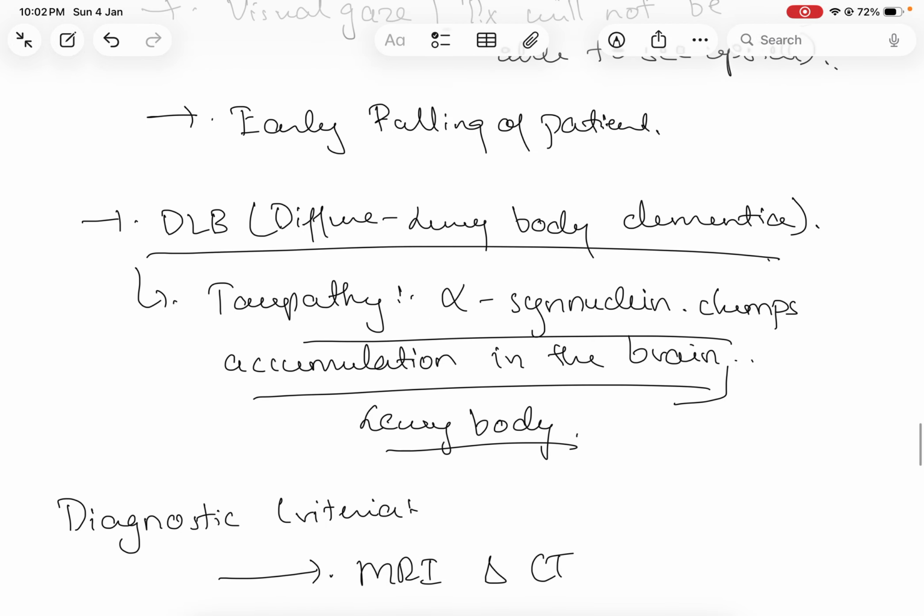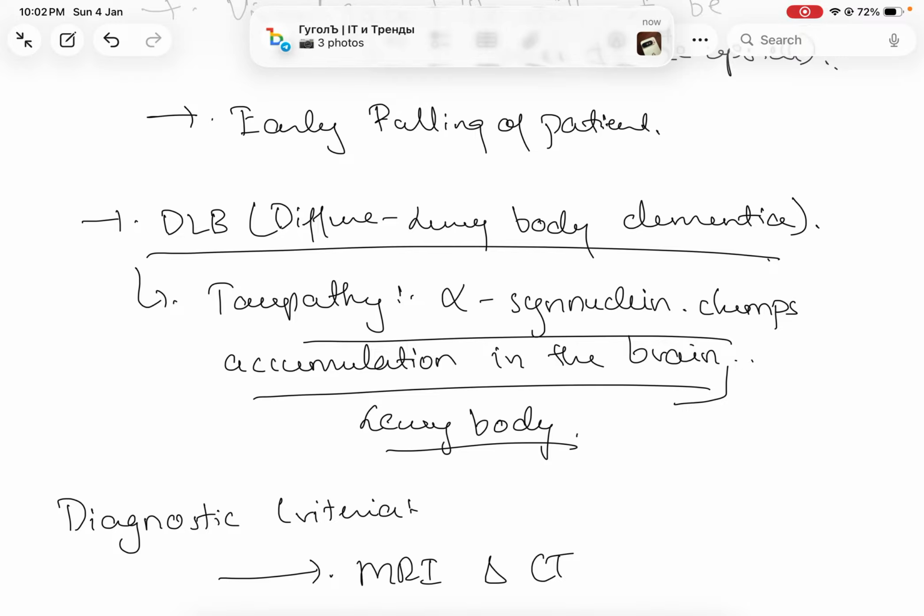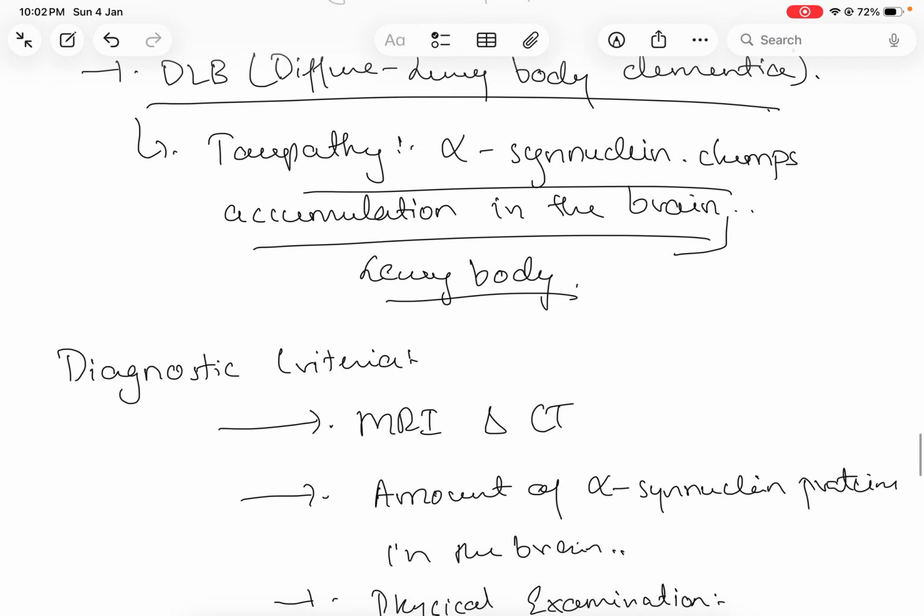And the first and last is DLB, which is called diffuse Lewy body dementia. It is a kind of tauopathy, where, as we studied earlier in Alzheimer's, there will be accumulation of abnormal proteins in the brain. That abnormal protein is called alpha synuclein. It usually accumulates as a clump in the brain, and it may lead to defective functions of the brain. So it is called a Lewy body.